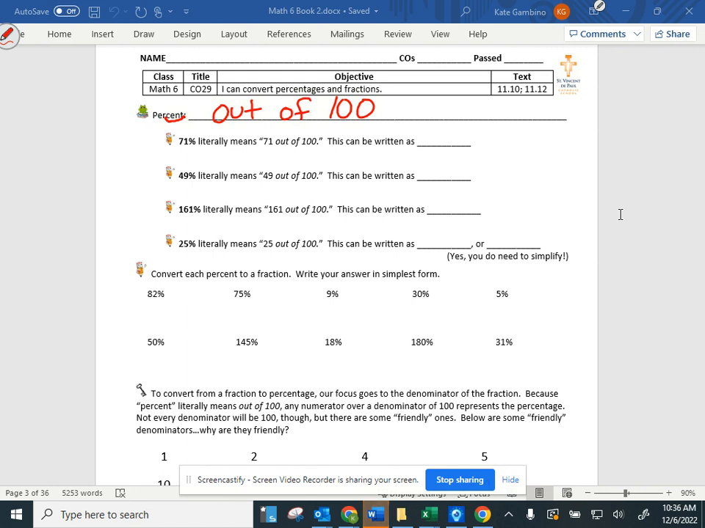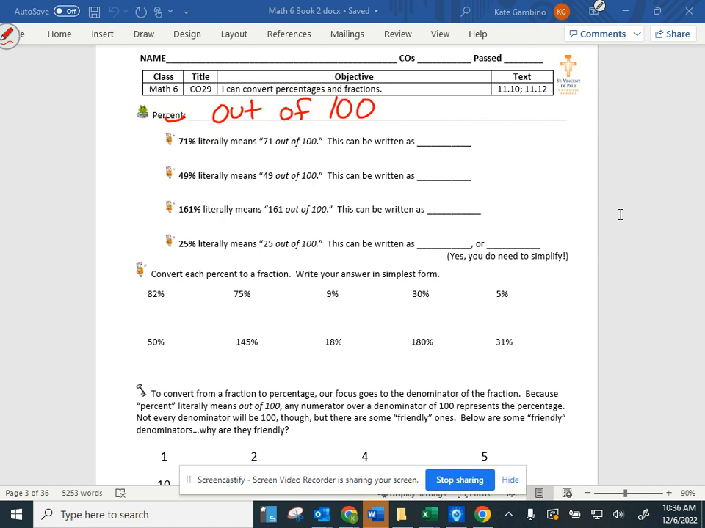When we look at our word centi in Latin means 100. A centimeter is 100th of a meter. Centi is 100. So when you see that root, you know that it means 100. So percent is out of 100. So 100 is a big key number for us to remember as we're working with these percentages. We're going to see it coming back time and time again, thinking about that number.